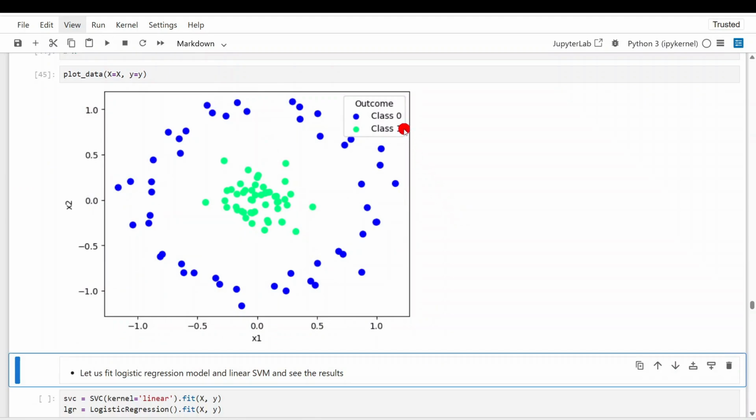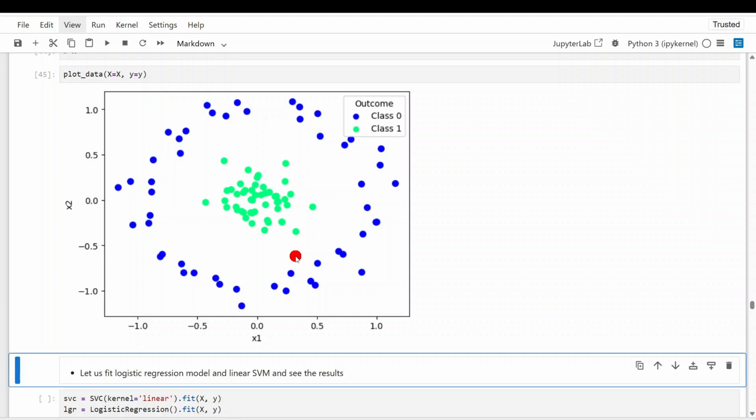Now here the class 0 is represented by the blue points and the class 1 by the green points. Clearly these two types of points cannot be classified by a straight line. Therefore this data is not linearly separable, rather it is non-linearly separable data, or we have to find a model which is not linear.